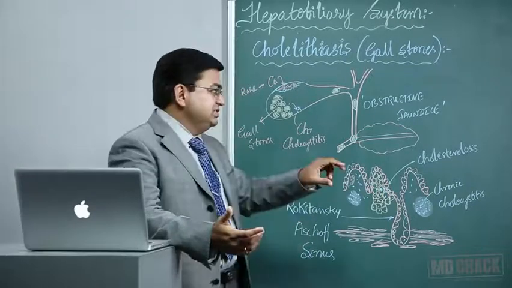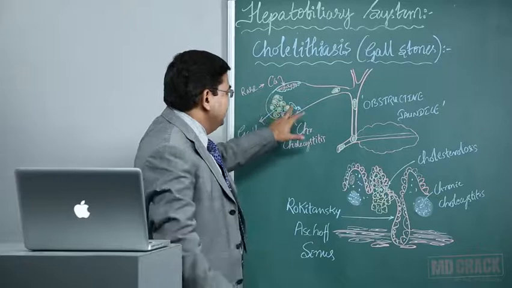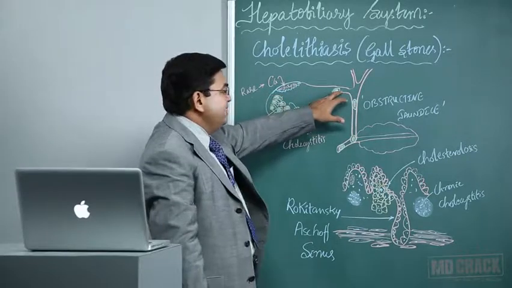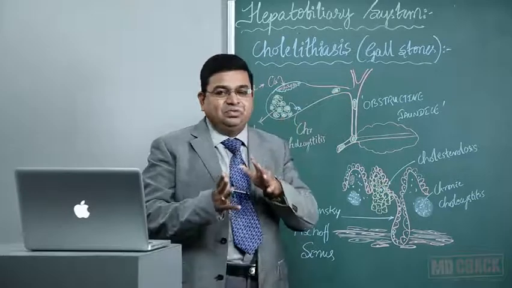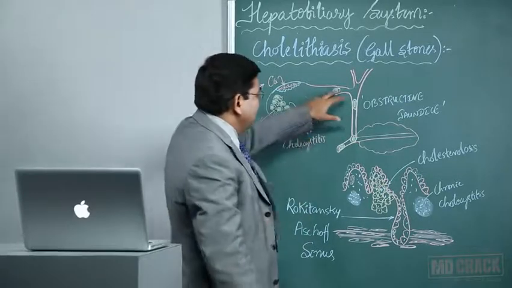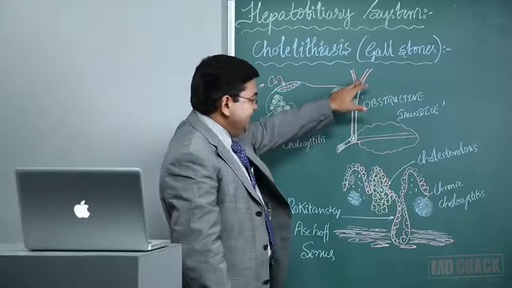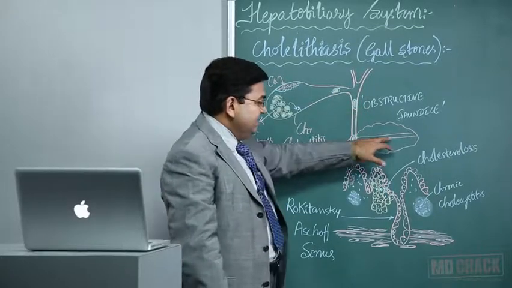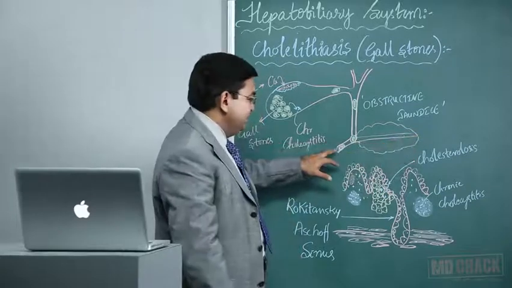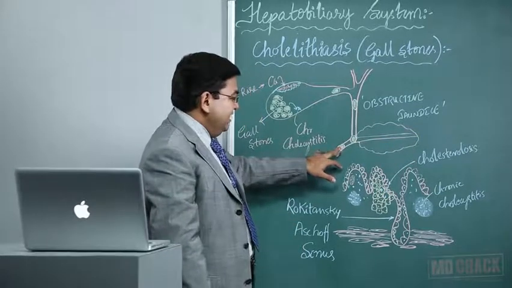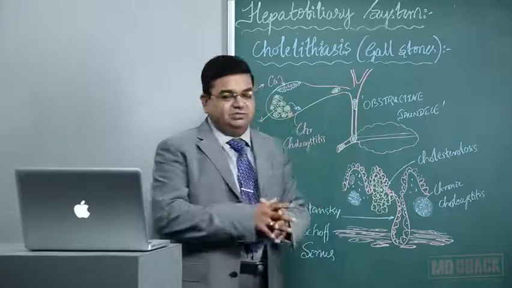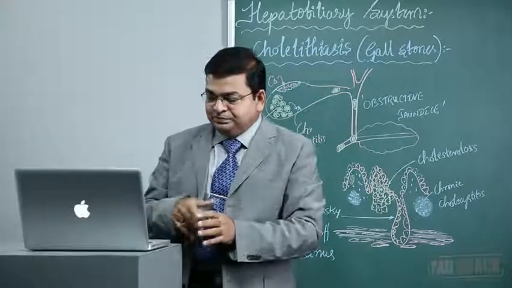Gallstones can cause obstruction at various sites. They can obstruct at the neck of the gallbladder, which is the narrow passage where the bile will go. The gallstones can obstruct here, or they can obstruct the common bile duct, or they can cause obstruction to the pancreatic secretions, or they can even obstruct at the terminal end of this biliary tree. So they can cause obstructive jaundice by obstruction at various sites.